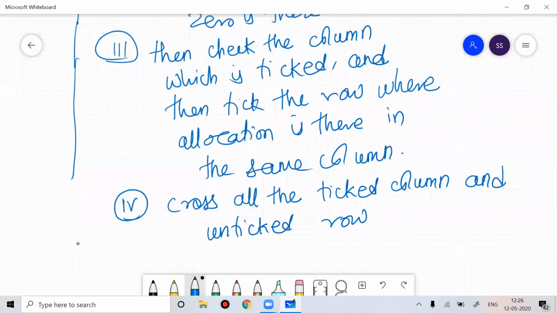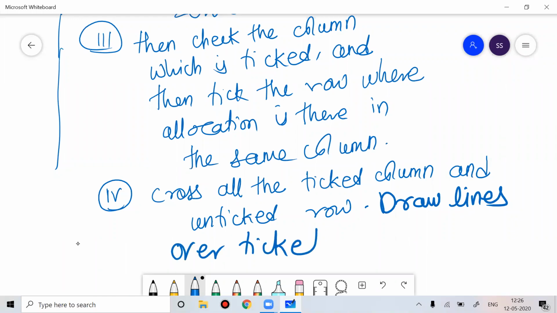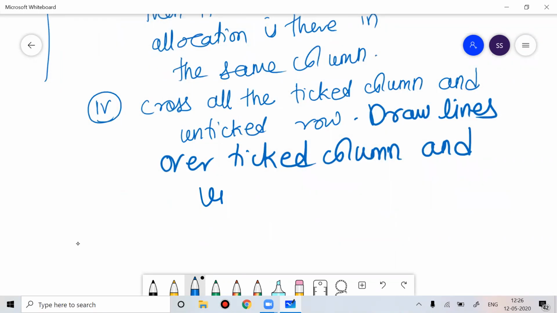So it means we have drawn the line over the ticked column and the unticked row.